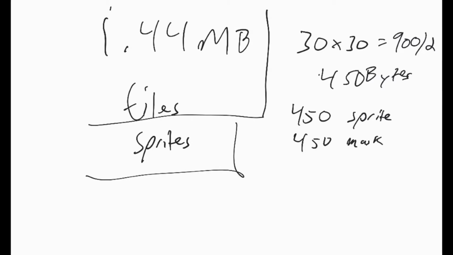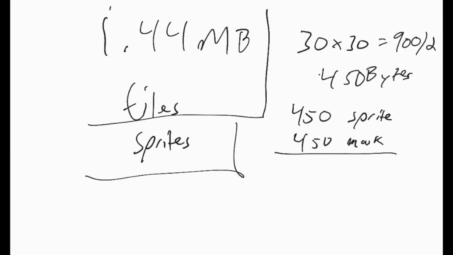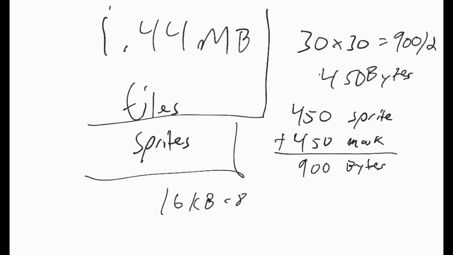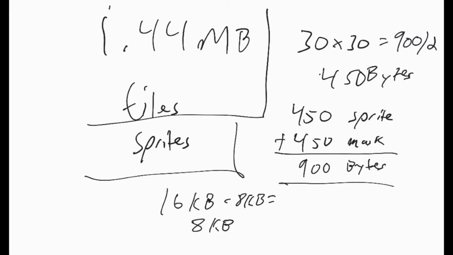I want to make the sprites look decent. You don't want a white or black box behind the sprite. It just doesn't look good. And so we need to place the sprite as well as a mask. Okay. And so that's 900 bytes per sprite. So if I'm using 8 kilobytes for tiles, 16 kilobytes minus 8 kilobytes is only 8 kilobytes remaining, which means that we can only fit about 8 of these sprites. So we'd have 8 sprites.